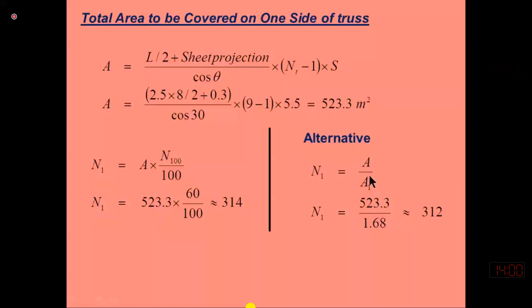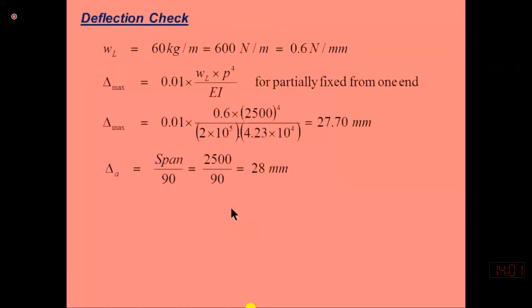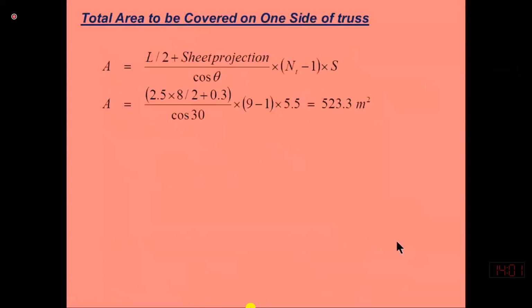So a little bit of rounding error is there, but anyhow both equations or both methods are giving the same answer. Why are we having more here? Because when we computed the number of sheets required for 100 meter square, that value was actually 59.2, so we rounded to 60. Rounding from 59.2 to 60 is providing the extra number of sheets. But anyhow, you can still use any of the methods.